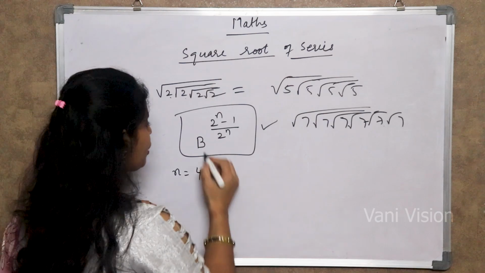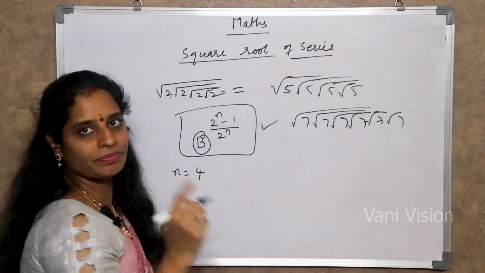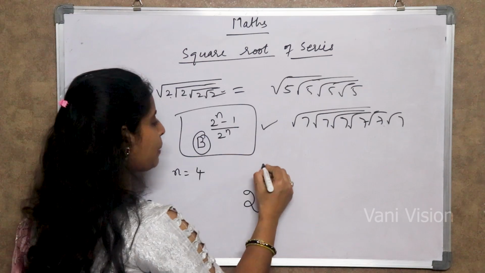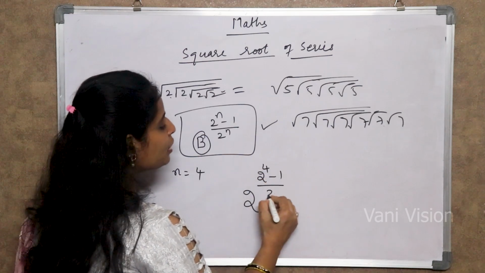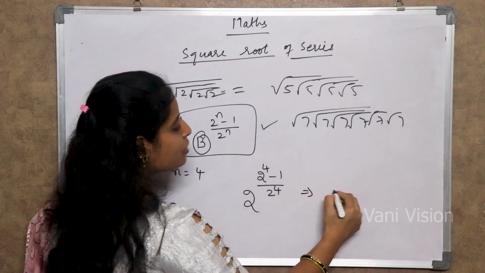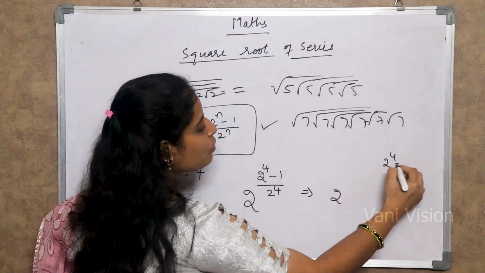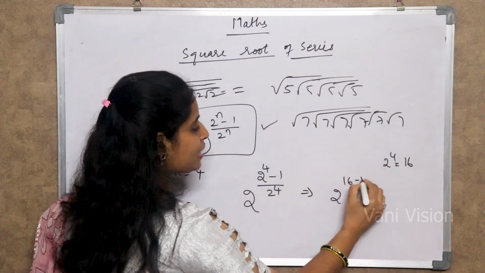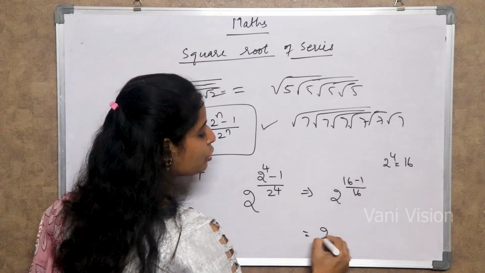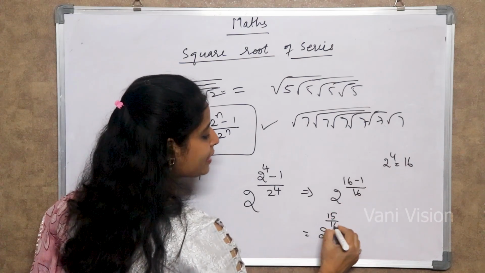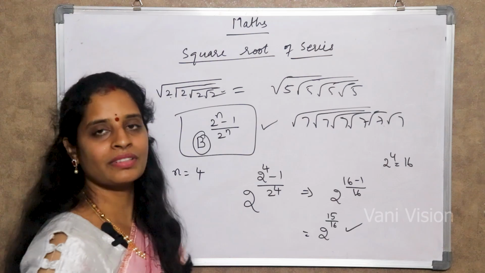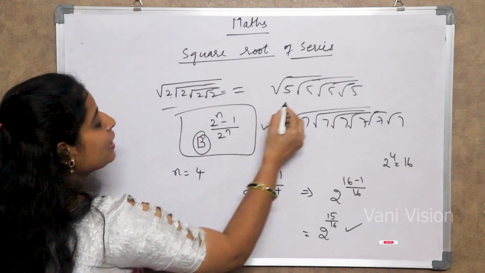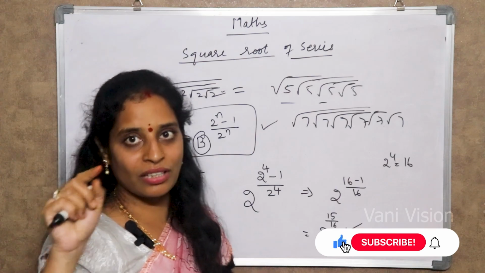Okay. Now you substitute. Your base will be what? Our root, the number in the root. That is 2. 2 to the power of (4 minus 1) by 2 to the power of 4. That implies 2 to the power of 4 is what? 16. So (16 minus 1) by 16. So 2 to the power of 15 by 16. Clear?